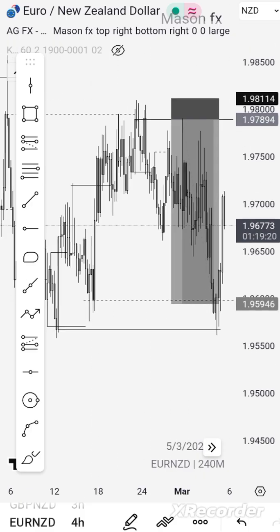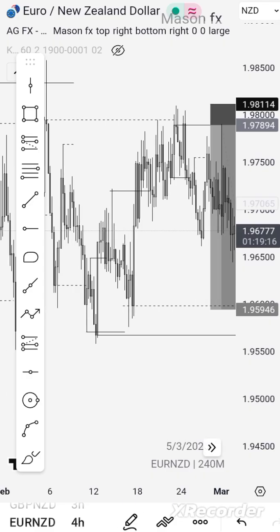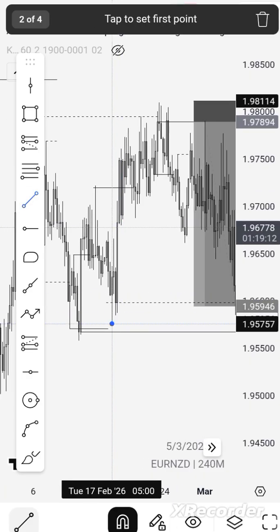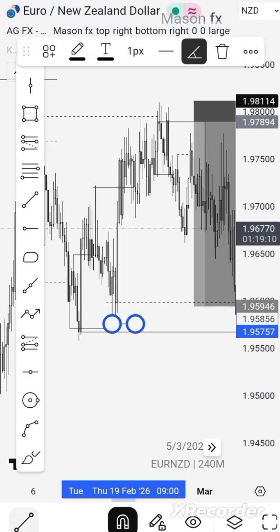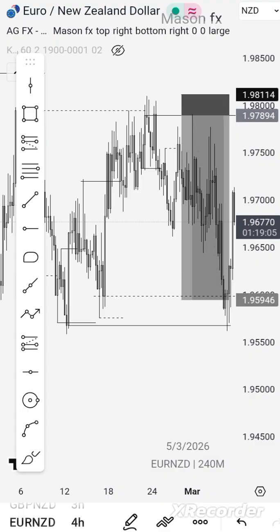Can you see? So same scenario on sell is the same scenario on buy also. We have a sweep, break, double break of structure, and then we have this as structural liquidity here. We have this as a liquidity to this zone here. So we have a sweep here.